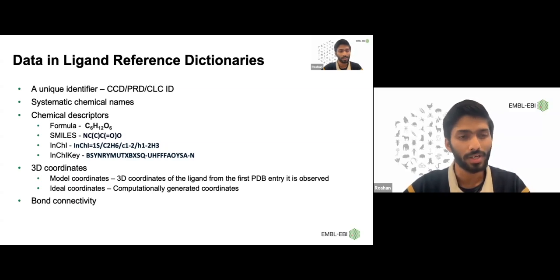Then there is an ideal coordinate, which is a computationally generated coordinate using software. Now, for each atom, we have the bond connections between the atoms, the type of bond, whether it is a single bond or a double bond, and what type of stereochemistry this bond has. This information is also present in these reference dictionaries.